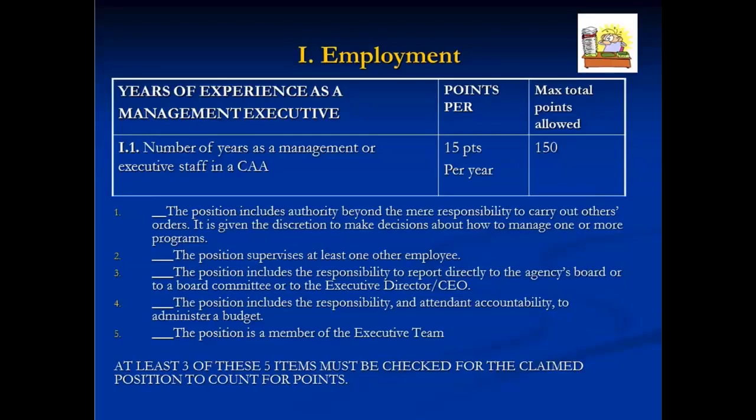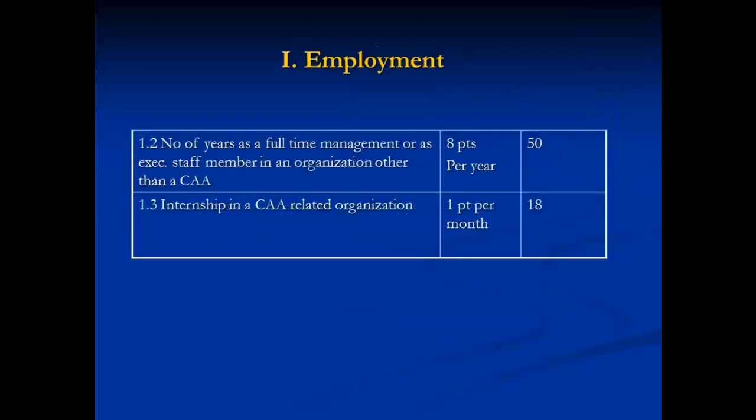Let's move on to the next 2 parts of employment. The number of years as a full-time management or as executive staff member in an organization other than a community action agency. That can cover any kind of organization, whether in the nonprofit or the for-profit sector. You may have been the manager of a company or of a department in a retail organization, for example. And there's 8 points a year granted for that. There's no need to have any checklist corresponding to this, up to a maximum of 50 points under this category.